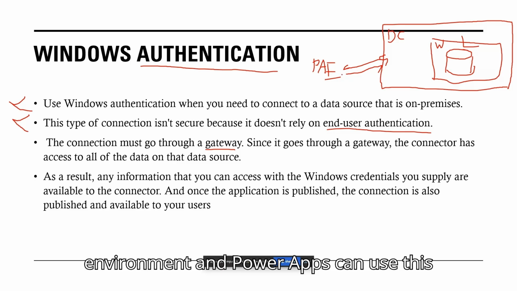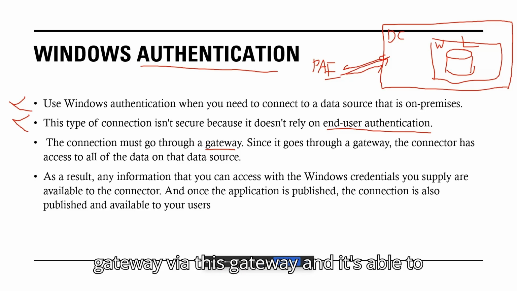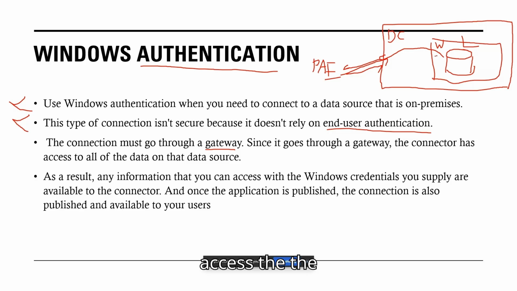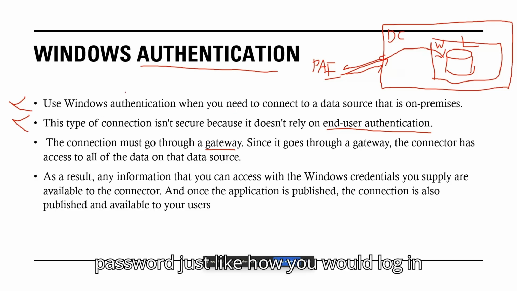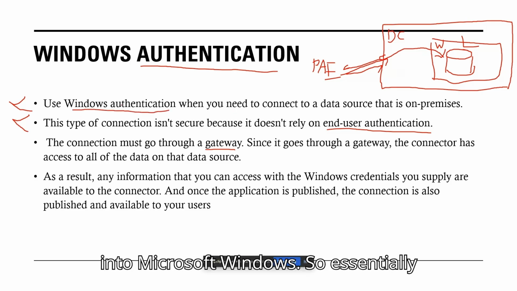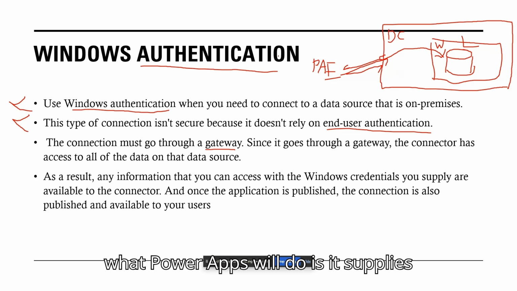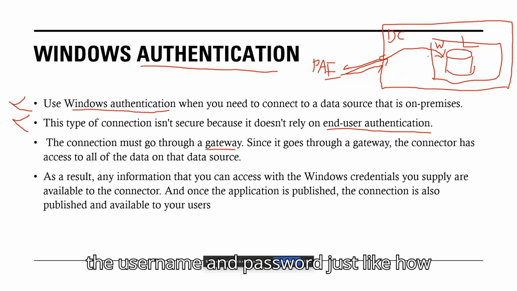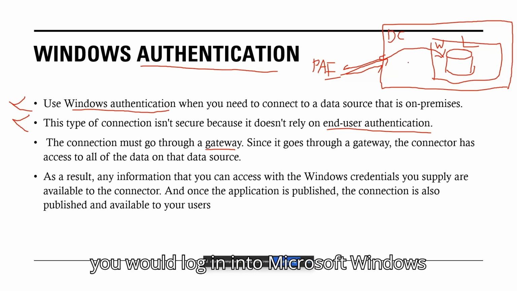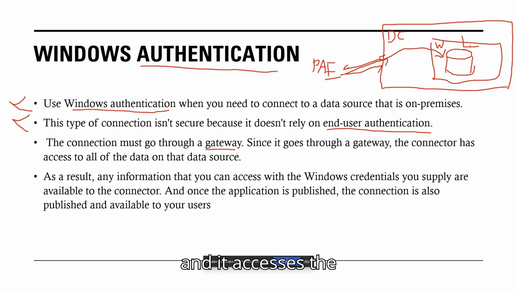And Power Apps can use this gateway, and via this gateway it's able to access the data source using the username and password, just like how you would log in to Microsoft Windows. So essentially, what Power Apps would do is it supplies the username and password, just like how you would log in to Microsoft Windows, and it accesses the server using that username and password.